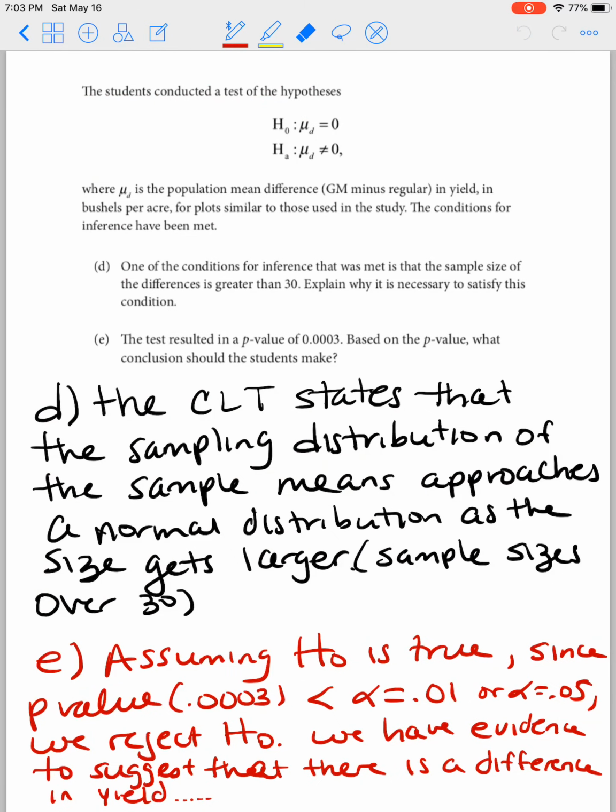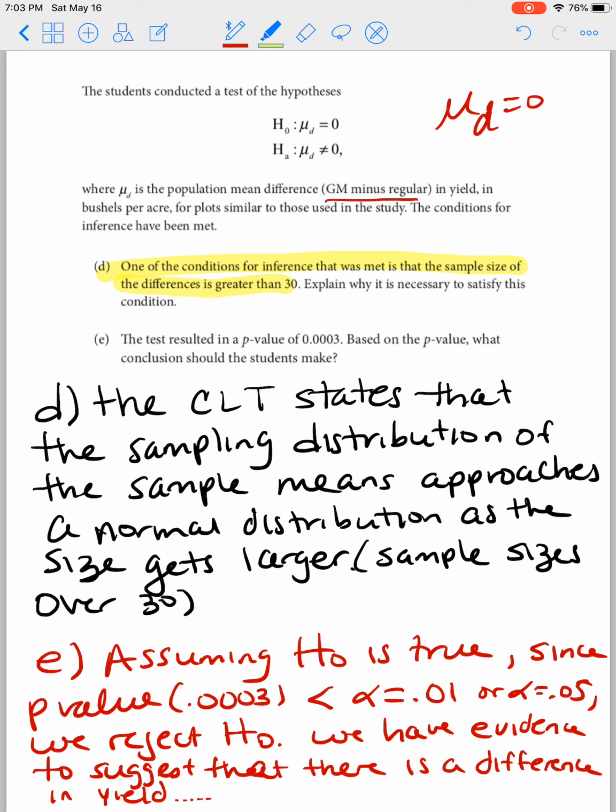Letter D and E are very, very simple. It says the student conducted a test of the hypothesis, and this is mu, okay? This is mu sub D. And basically, that's saying that they subtracted GM minus regular. And it says one of the conditions for the inference that was met is the sample size of the difference is greater than 30. Explain why this is necessary to satisfy the condition.